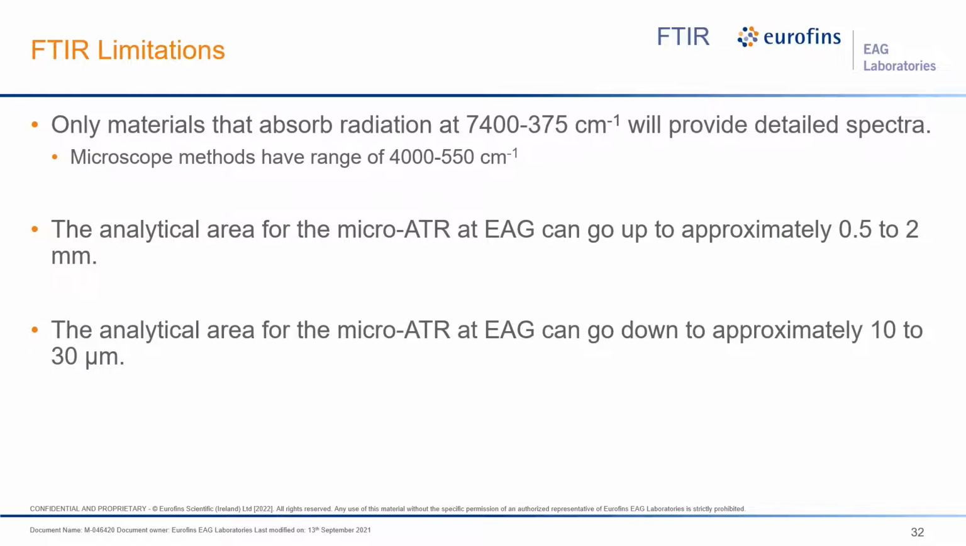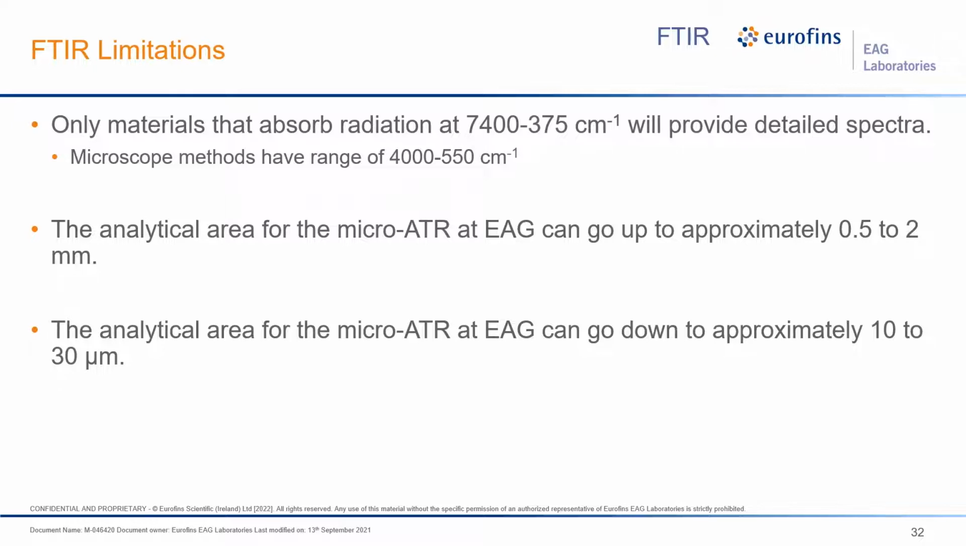So just like any other technique, FTIR is great for bulk material ID for organic materials, but it has its limitations as well. The only materials that absorb radiation in about 7,500 to about 400 wave number range will provide a good FTIR spectrum. And with the microscope method, that range will be narrower even. It's about 4,000 to 550 wave number, somewhere there.